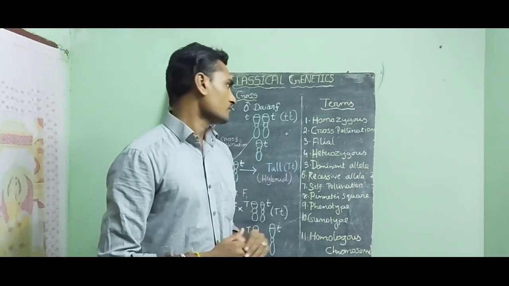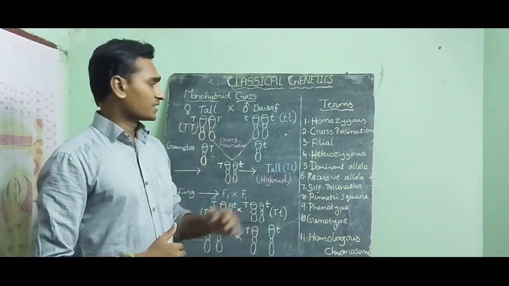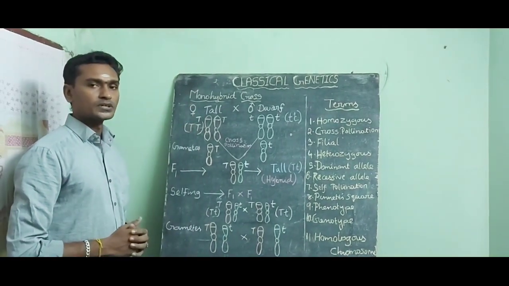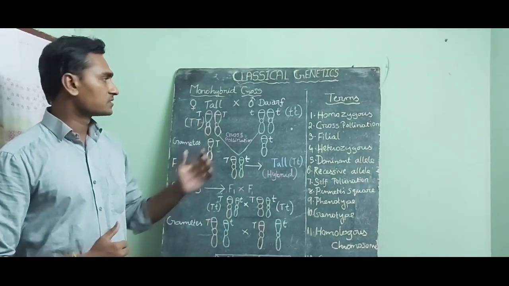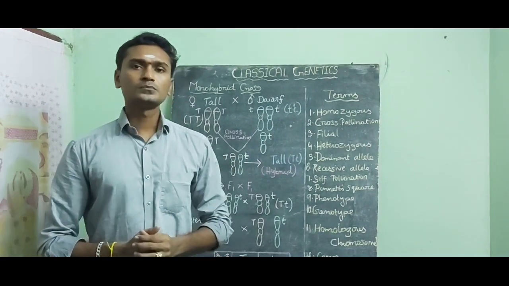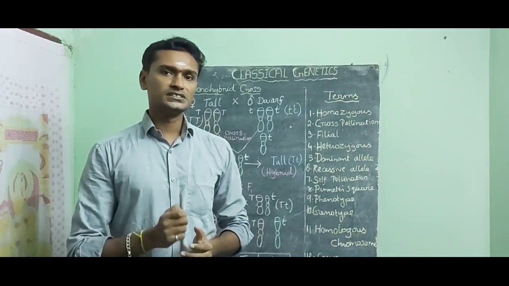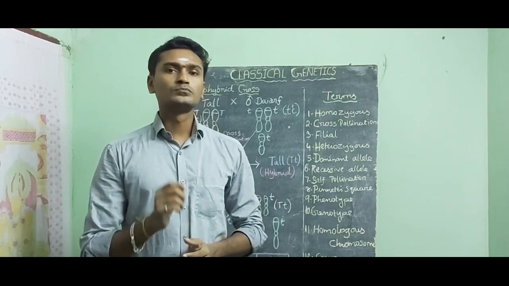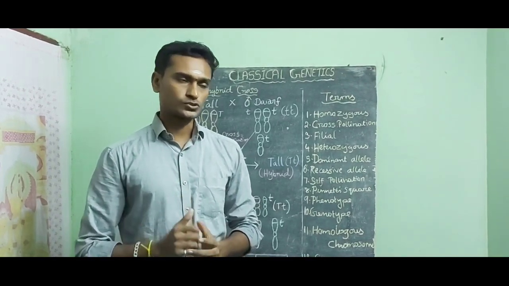First, I go with the terms. I am going to explain these terms with the help of a Mendelian monohybrid cross. The first term, homozygous. Homozygous means a particular gene that has two identical alleles on both homologous chromosomes.